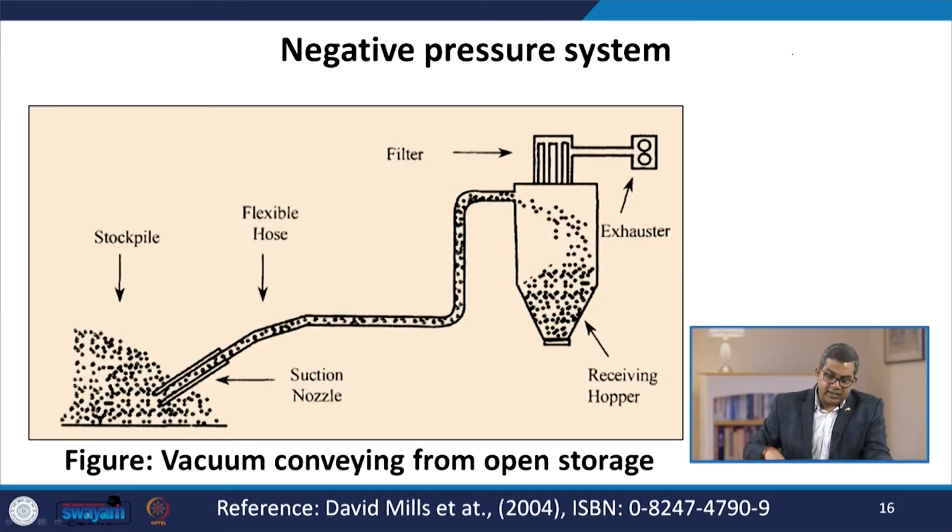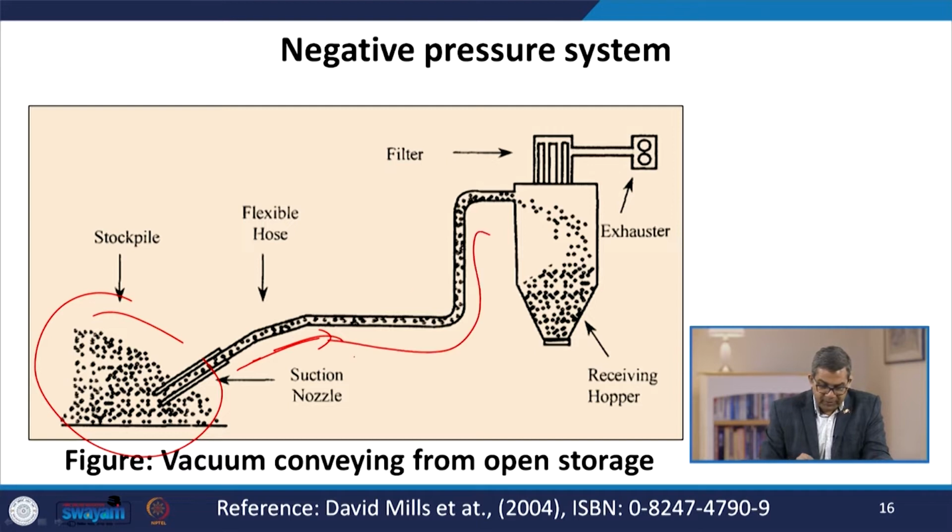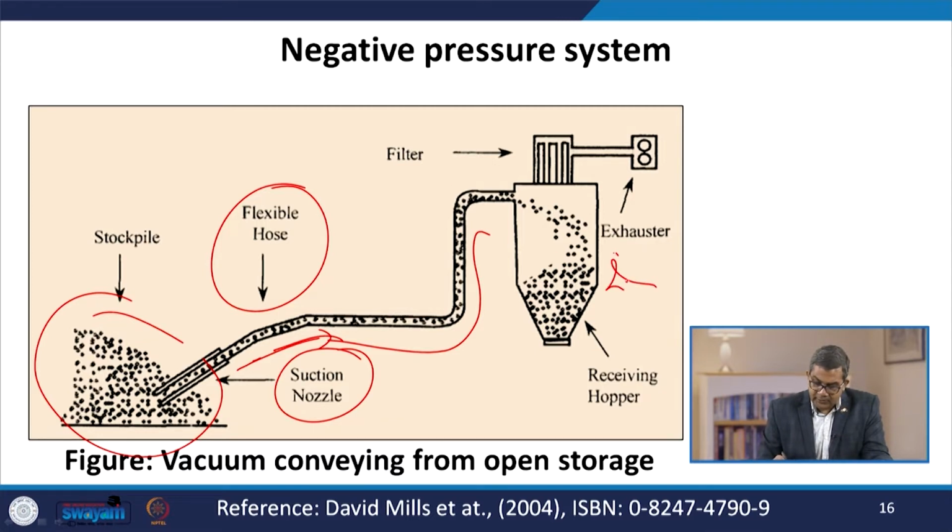Now, here you see the negative pressure system. Here you have some stockpiled material, and because of vacuum, this material is conveyed through this pipeline with the help of this suction nozzle. You have this flexible hose. Here you have this receiving hopper, and this is an exhauster equipped with the filter.